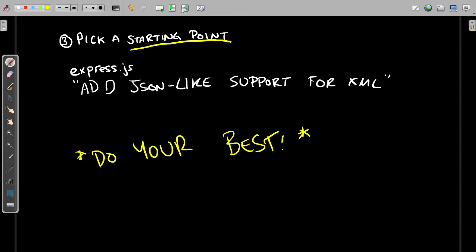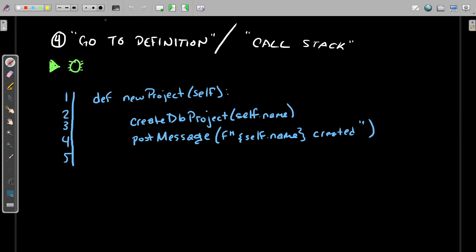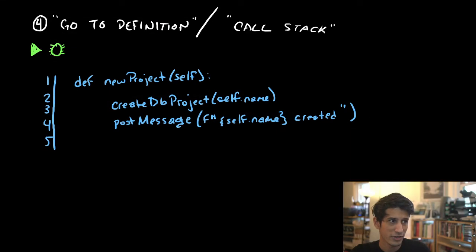Which brings us to tip number 4. Go to definition and call stacks. So you edit your code in some sort of text editor. Hopefully you're using something like PyCharm for Python, or Visual Studio Code is another one. There's one called WebStorm, but some sort of fairly advanced text editor. You don't want to just be using Notepad for this. And the reason I say that, let me switch back over here to just the whiteboard.